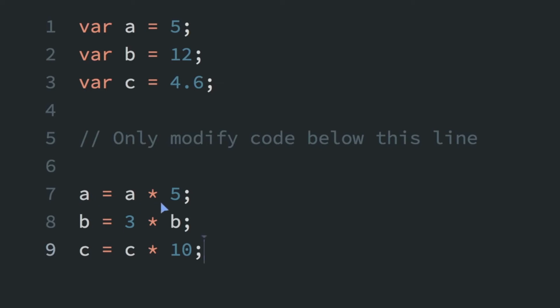Here we have a = a * 5. Well, we can do the same thing as before. We can shorten this to a *= 5. So that means the same thing. Here, we can do a *= 3. And then c = c * 10. We can shorten this to c *= 10. And that's another shortcut for JavaScript.